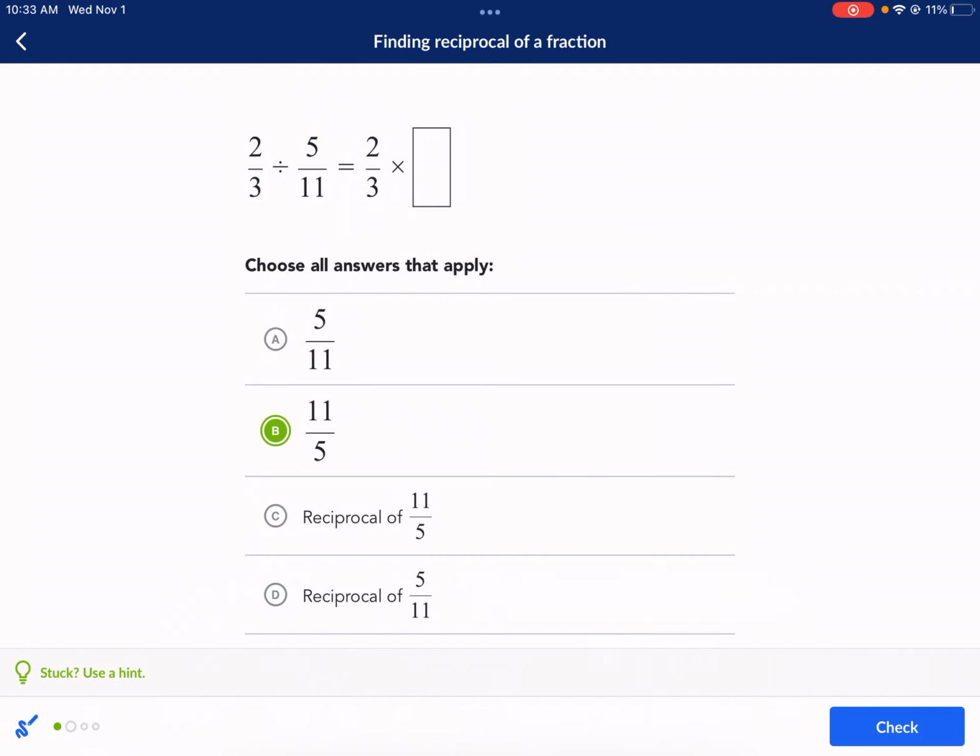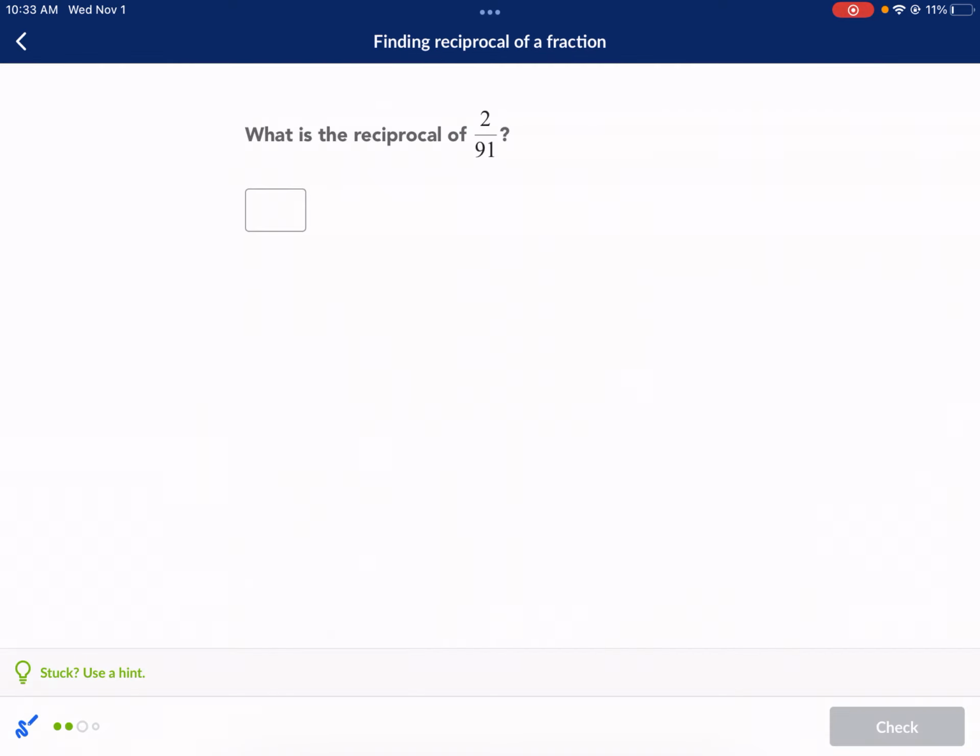Choose all answers that apply. So we also need to choose the reciprocal of 5 over 11. That's kind of tricky that it wants you to pick 11 over 5 and also the reciprocal of 5 over 11. And there we go. We're on to the next one.